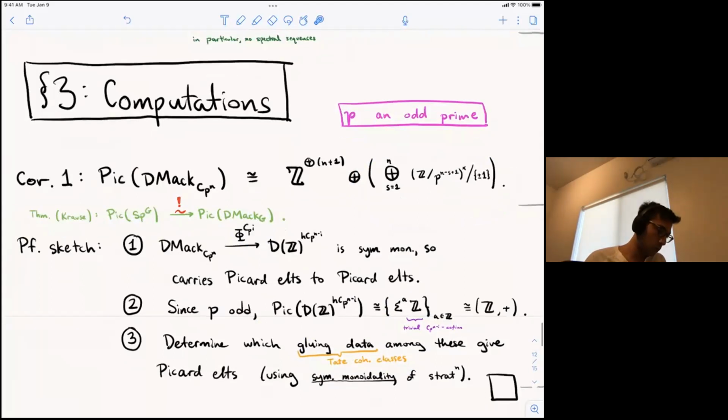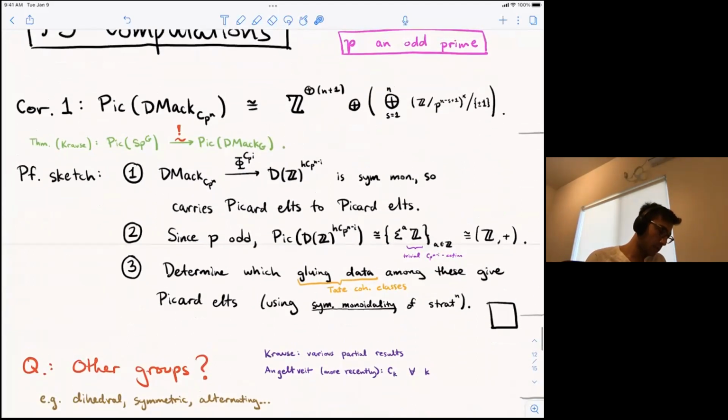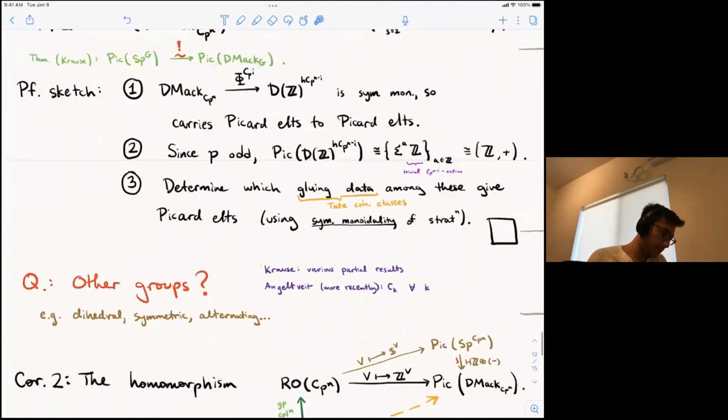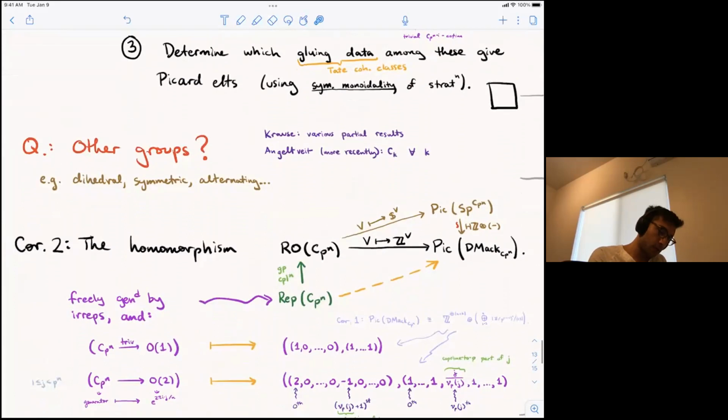Let me finish by saying what else we do with this. Of course, we made this simplification. This was more of a proof of concept, but you can apply this to many other groups. There are some partial results here. We also use this to compute the homomorphism.